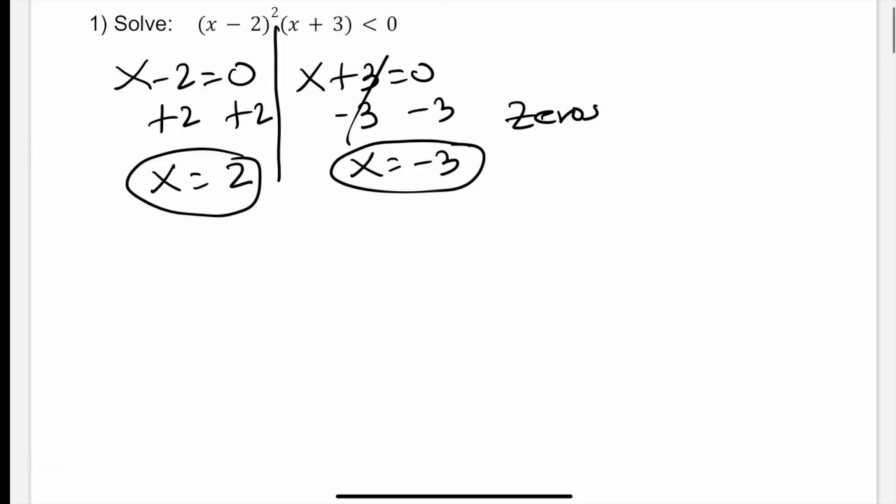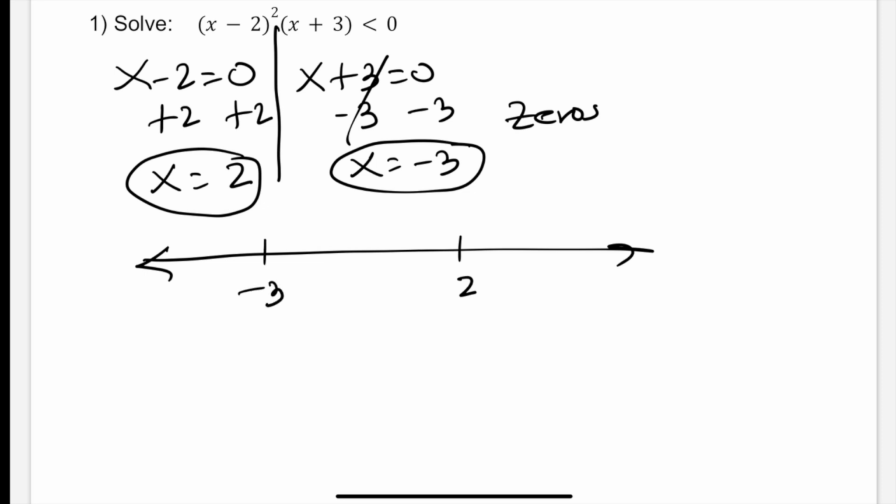Now, what I do now is I'm going to make a number line. All right, and I'll have 2 here, negative 3 there. First of all, if we notice, our inequality doesn't have an equal underneath. Therefore, I'm not including the value of negative 3 or the value of 2. I'm not including those values.